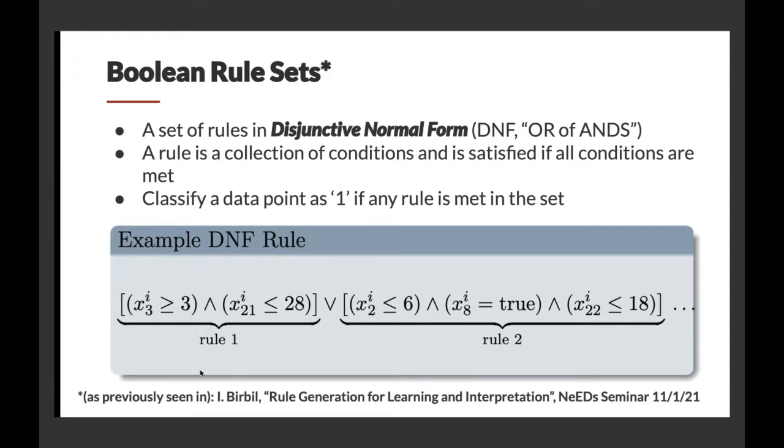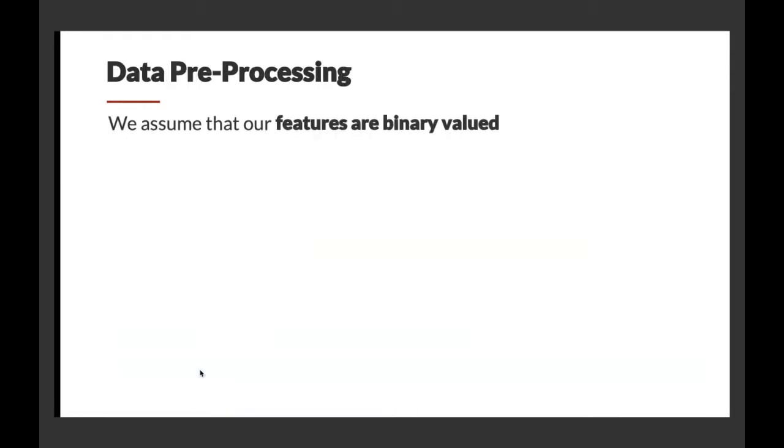And for our decision set, we're going to classify a data point as having the positive response, so 1 or true, if it meets any of the rules in the set. And the idea is that the fewer rules we have, with fewer clauses, the more interpretable our model is going to be. One additional technical assumption we make on our data is that all of our features are binary valued. So instead of having real valued and categorical features, every column is just zeros and ones.